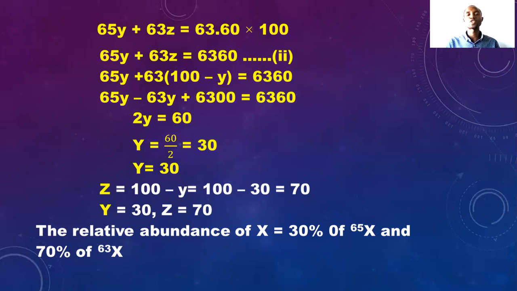By that implication, what we have succeeded in having now is that the percentage abundance of Y is 30, and the percentage abundance of Z is 70. Altogether, we have found the relative abundance of that particular element given to us: 30% of X, which is 65, and 70% of X, the 63 isotope of relative atomic mass of 63. So that is what we have done. And it's wonderful. And that is how to calculate the isotope relative atomic mass and relative abundance.